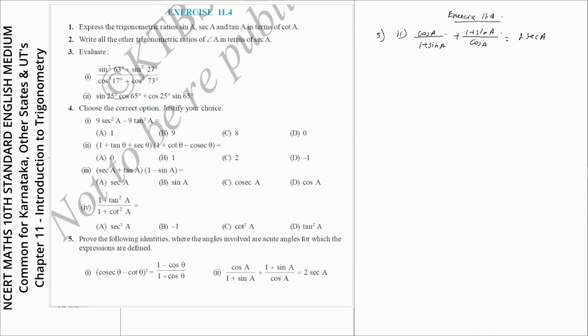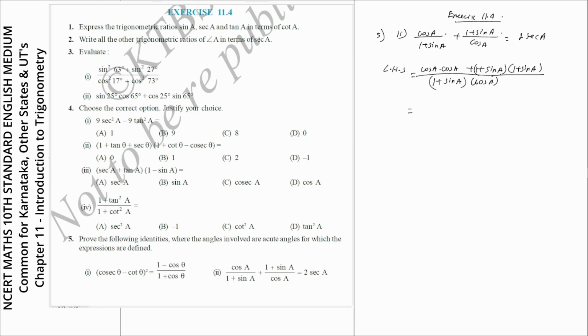Exercise 11.4, question number 5, sub question 2. Prove that cos A by 1 plus sin A plus 1 plus sin A by cos A is equal to 2 secant A. So I'll start with the left hand side. I'll take the LCM. LCM is 1 plus sin A into cos A. So in the first term, in the numerator, cos A into cos A I'll get, plus 1 plus sin A into 1 plus sin A I'll get.